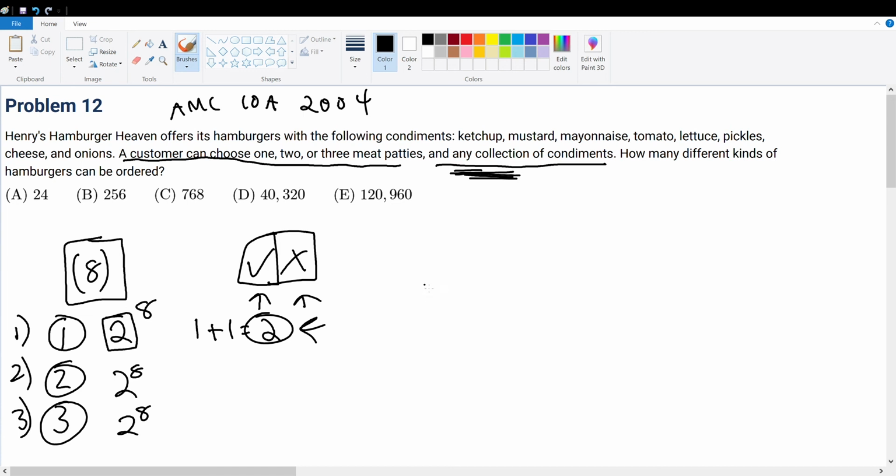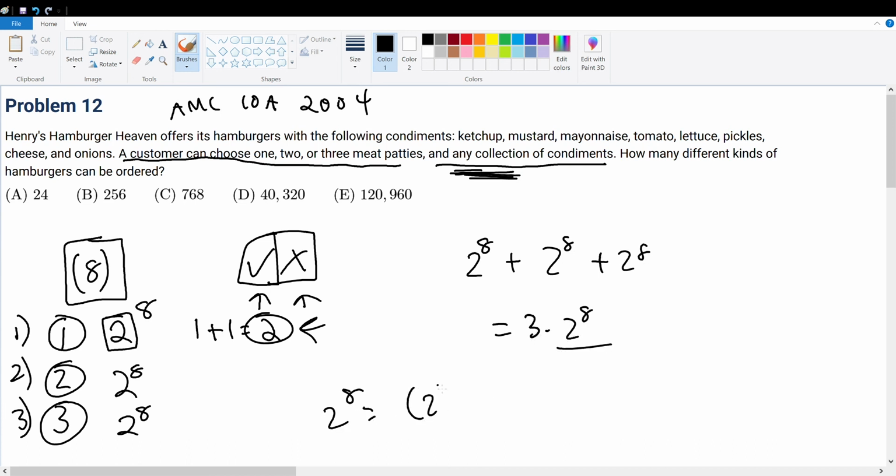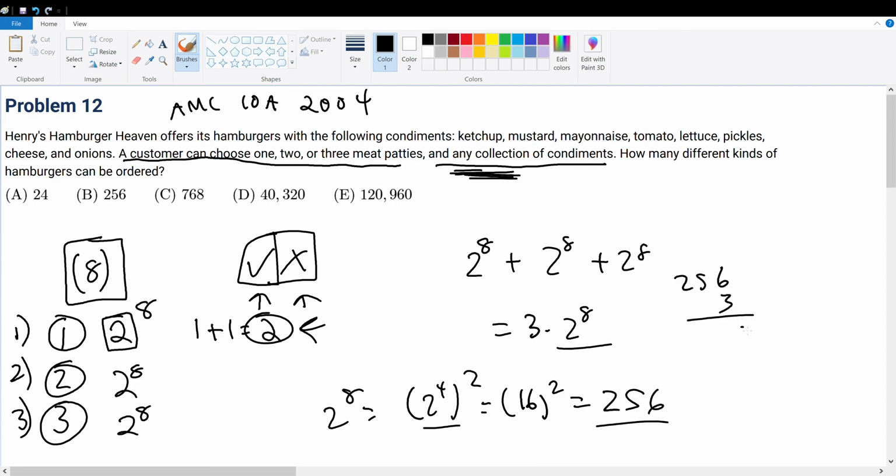So now that we have listed out every single possibility of each burger combination, we can simply multiply each case because we're summing it. 2 to the 8th plus 2 to the 8th plus 2 to the 8th will be 3 times 2 to the 8th. Now, what is 2 to the 8th? Well, 2 to the 8th is the same thing as 2 to the 4th squared. What is 2 to the 4th? 2 to the 4th is the same thing as 16. Now, 16 squared should be a special square that you should memorize, which is 256. 256 times 3 will give us the result, which will be 768, giving us the answer choice C.